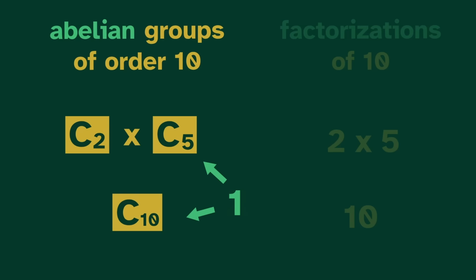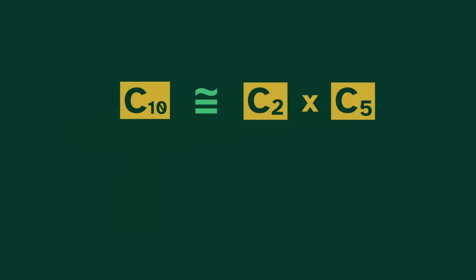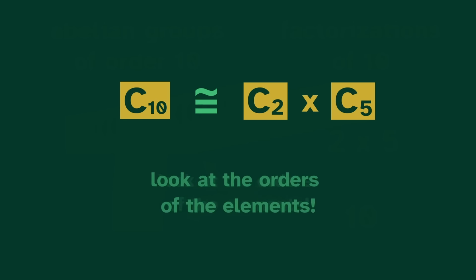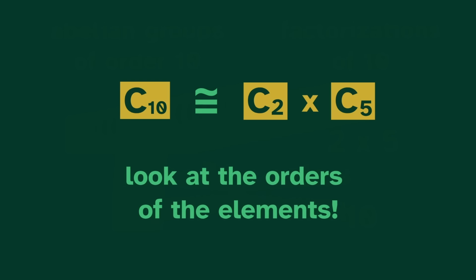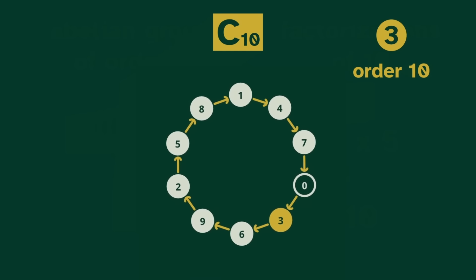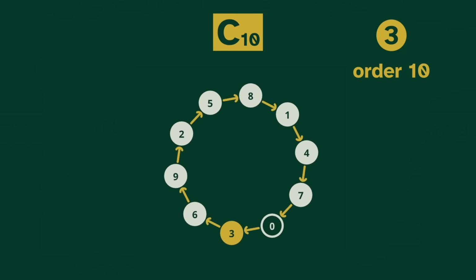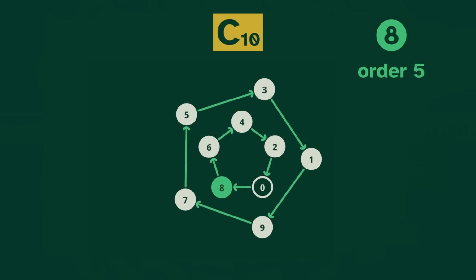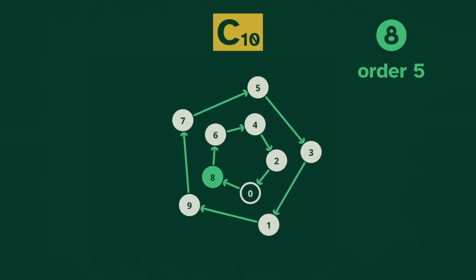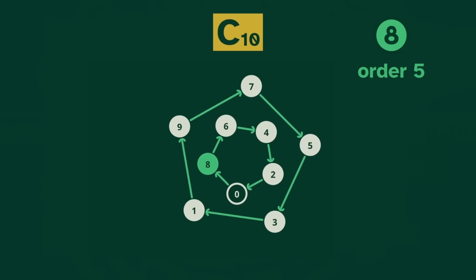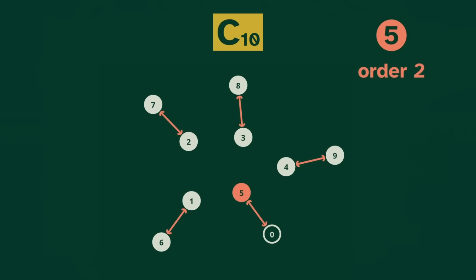What do you mean? These are isomorphic. C10 is the same as C2 times C5. How was I supposed to know that? Look at the orders of the elements. Let's start with C10. 3 has order 10. Following the 3 arrow takes us through all 10 elements. But 8 has order 5, since the 8 arrow just makes a 5-cycle. And 5 has order 2. It just goes to 5 and then back to 0.